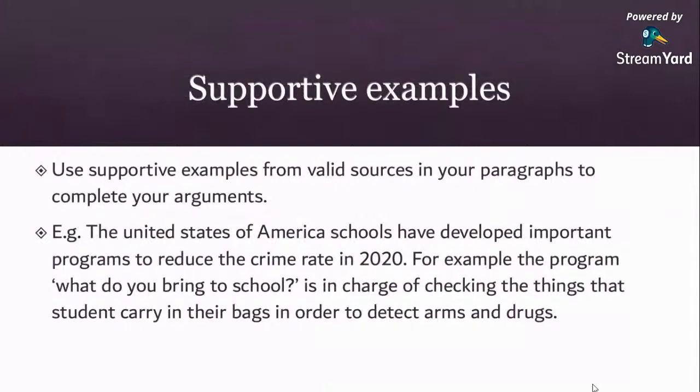Then we're going to talk about the supportive elements. Use supportive elements from valid sources in your paragraphs to complete your arguments. For example, the United States of America schools have developed important programs to reduce the crime rate in 2020. For example, the program What Do You Bring to School is in charge of checking the things that students carry in their bags in order to detect arms and drugs. So it means that we are talking about some important programs, and then we're going to complete the information by adding an example of one of those programs that have been developed.